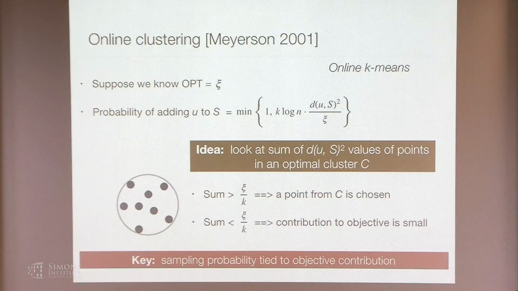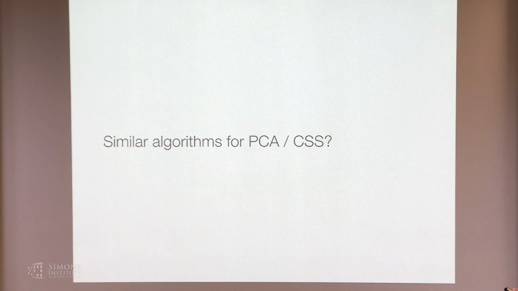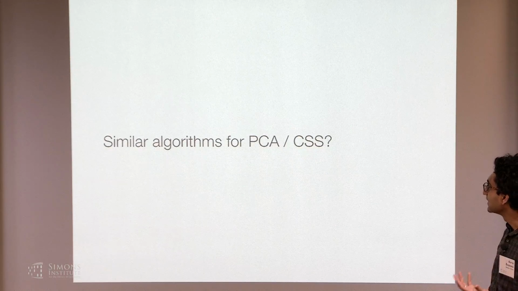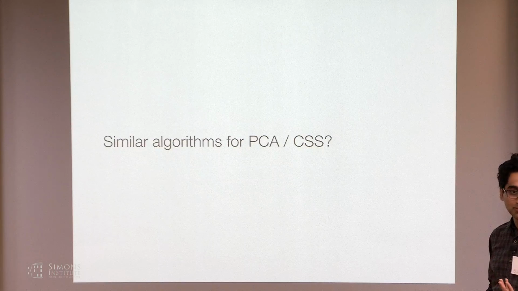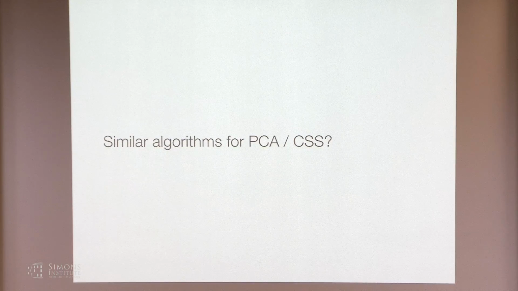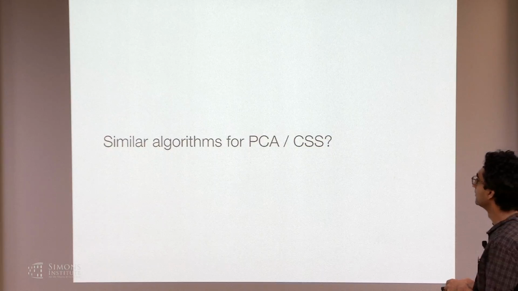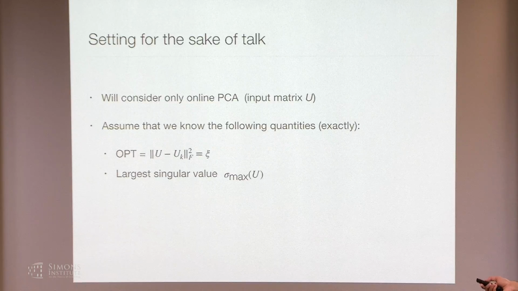All right. So our motivation was to ask: are there similar clean sampling-based algorithms for problems like PCA and CSS? That's one of the questions that we wanted to ask. So let me describe the setting, at least the one I will restrict to during the talk. We'll only consider the PCA version. We won't consider column selection, and we'll always call the input matrix U.